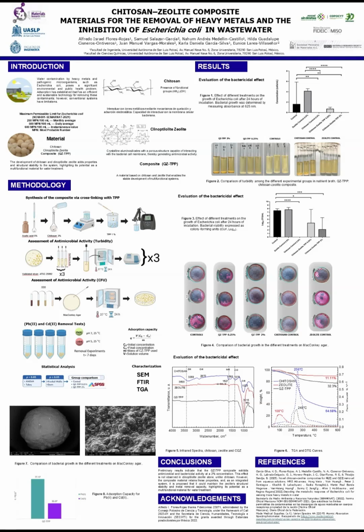The lower activity observed for 0.25% QZ-TPP confirms that the antimicrobial effect depends on the concentration of chitosan present in the material. A higher proportion of the biopolymer increases the availability of protonated amino groups and promotes contact between the composite surface and bacterial cells, thereby enhancing cell membrane disruption. This behavior is consistent with what has been reported for chitosan nanoparticles and cross-linked materials, in which an increase in polymer concentration results in greater antimicrobial activity.